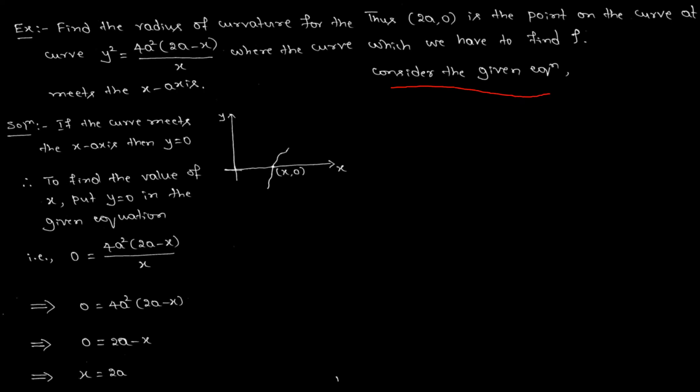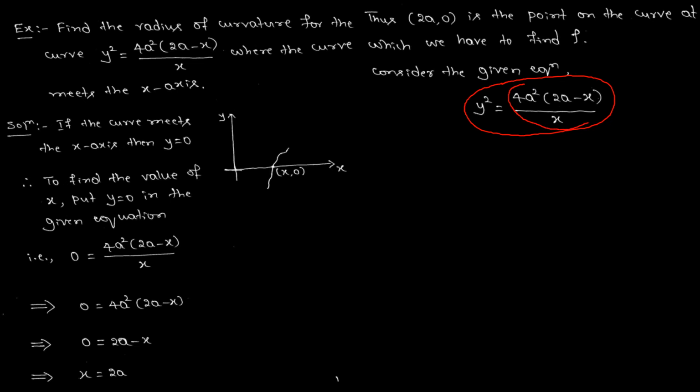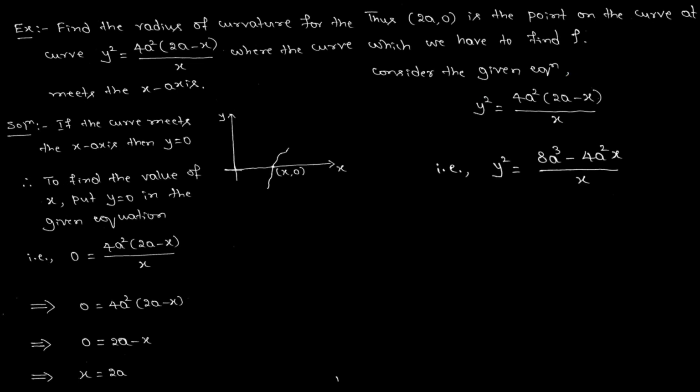Let us consider the given equation. Before differentiation, before finding dy by dx, let us simplify our RHS. Because at this stage, if we go for differentiation, you need to apply the quotient rule, which is somewhat very difficult. For that reason, let us simplify this equation to some extent. We have multiplied 4a square inside and we got these two terms.